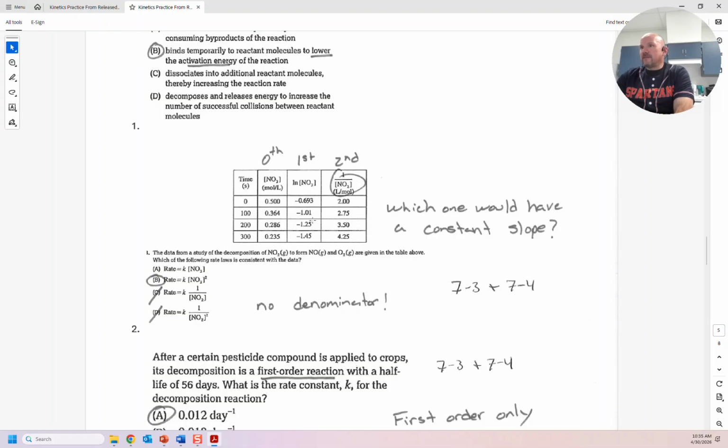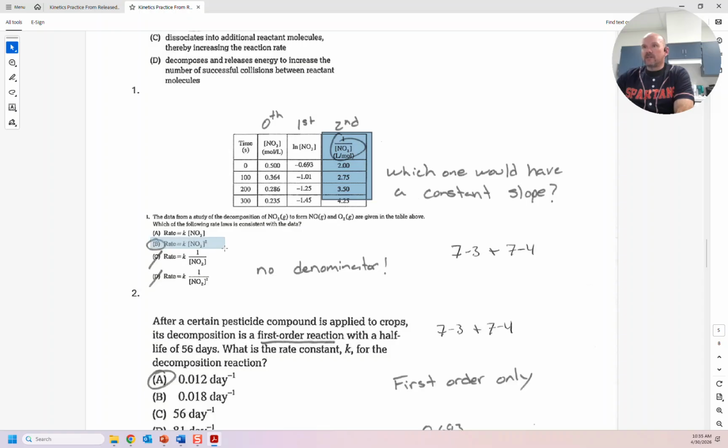If we do the differences here, we're going to know that we get different numbers each time. This one, we get different numbers. So these wouldn't have a constant slope. These would not produce a straight line. This would produce a straight line when I graph this versus time. So that means it's 2nd order. So the rate equation would have to show NO2 as 2nd order.